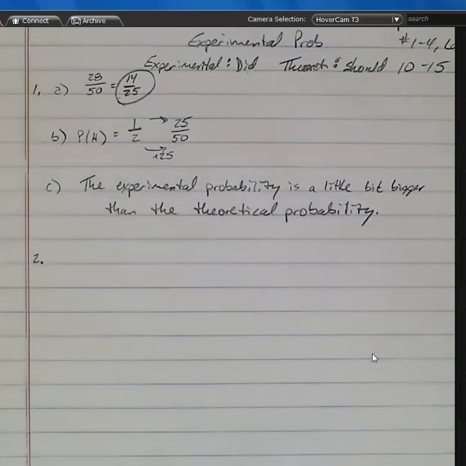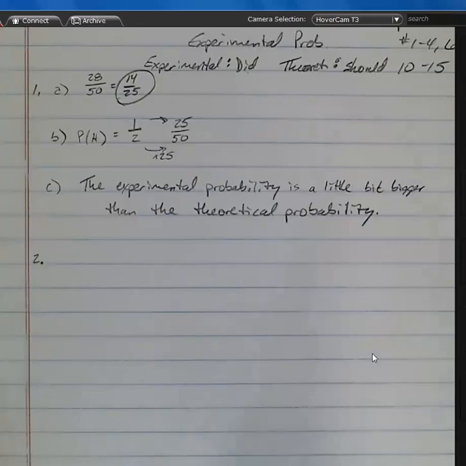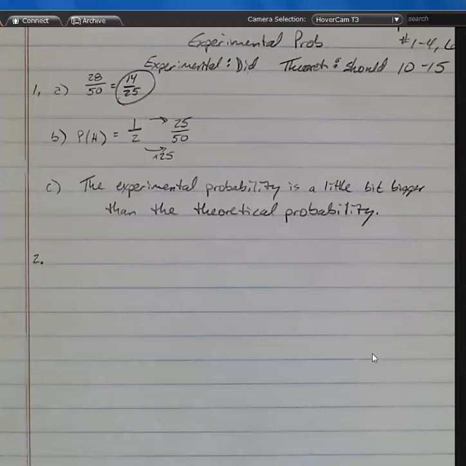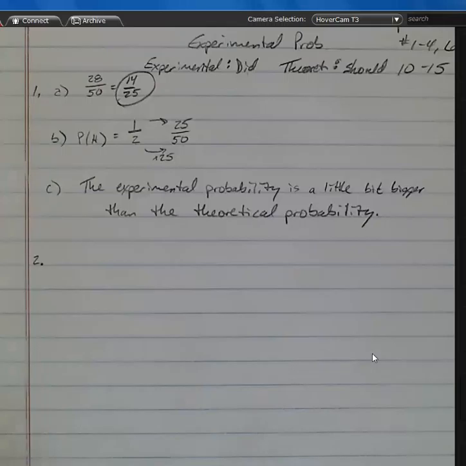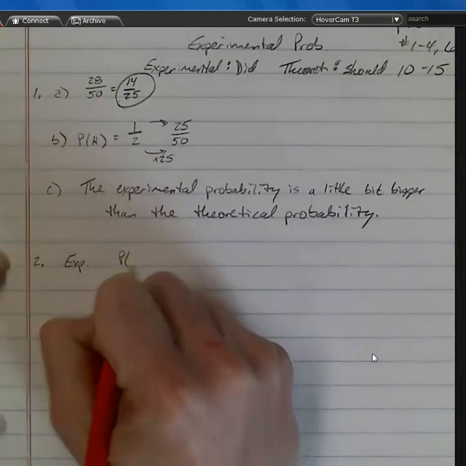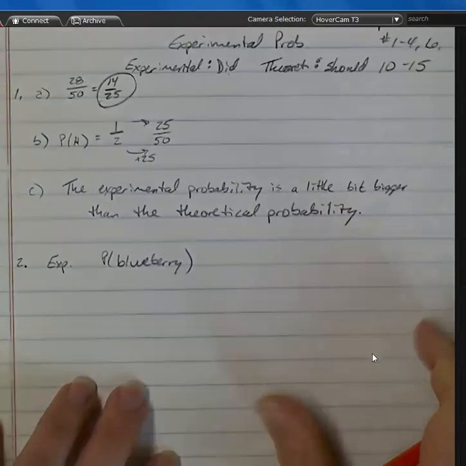What's the probability a customer bought a blueberry muffin? Is this theoretical or experimental? Did it happen or should it happen? The table shows the types of muffins they bought one morning. Did they buy them? Yes. So what kind is it? Experimental. They didn't ask, but you need to know. So the probability of blueberry is what? Because it's experimental.